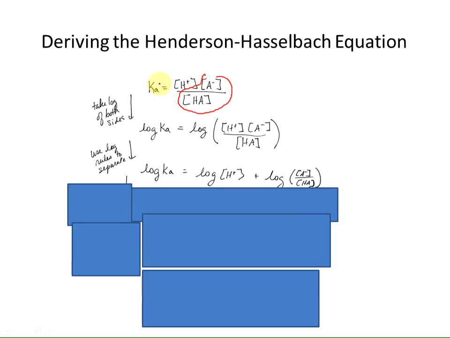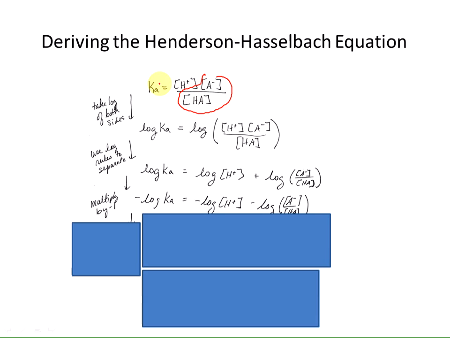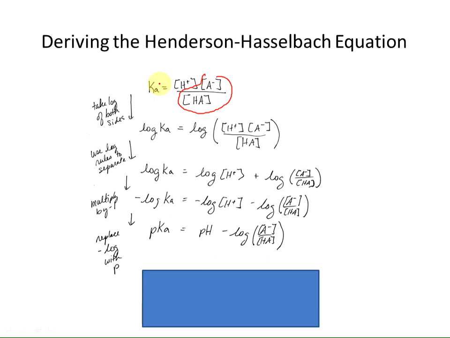Then we multiply both sides of the equation by negative 1, so that we get the negative log of the Ka equals the negative log of the H plus minus the log of the A minus over the HA. So hopefully you're starting to recognize what I'm doing. Why in the world would I want to take the negative log? Well, if I take the negative log, I can replace those with p's. So the negative log of the Ka equals the pKa. The negative log of the H plus equals the pH. And then we've got the negative log of the A minus over the HA.